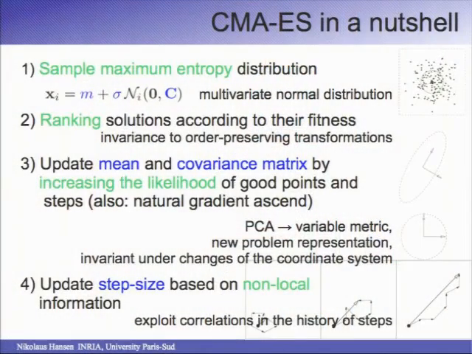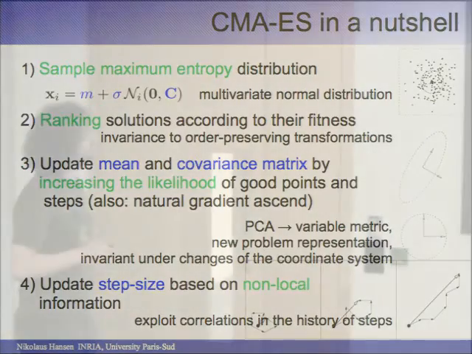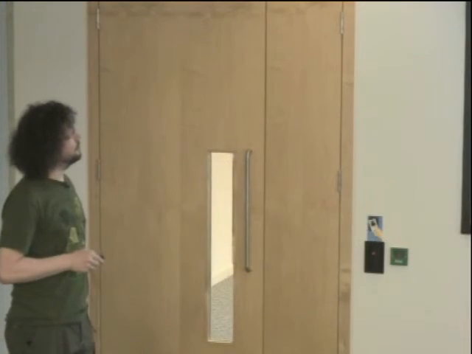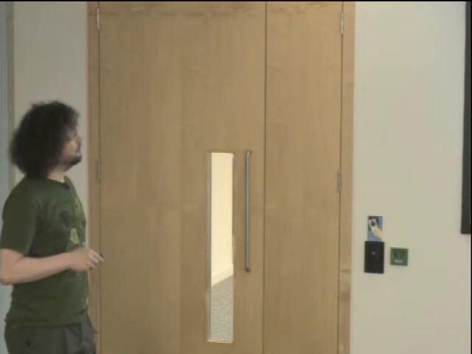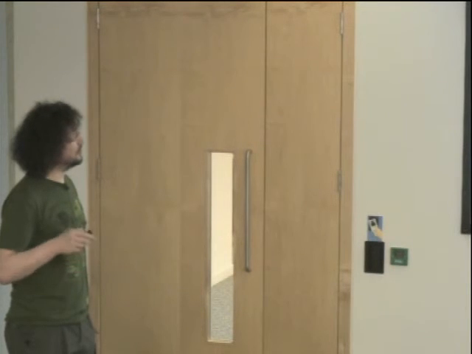Okay, so summing up the algorithm, we sample the normal distribution, which happens to be the maximum entropy distribution, which means we have the mean and we add something which has 0 mean with the covariance matrix and a scaling factor. We rank sampled solutions according to their fitness, which has an invariance property. I will talk about that in 5 minutes.